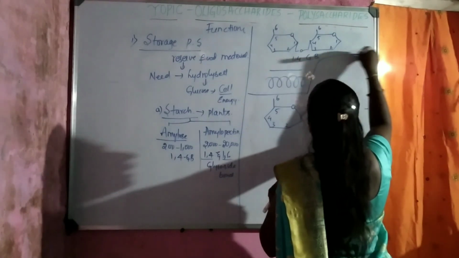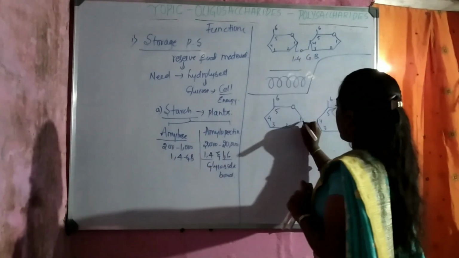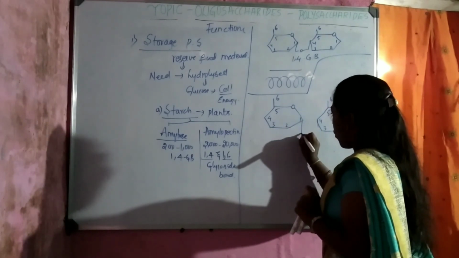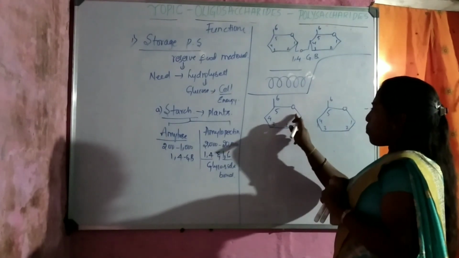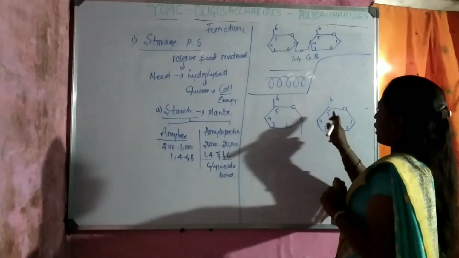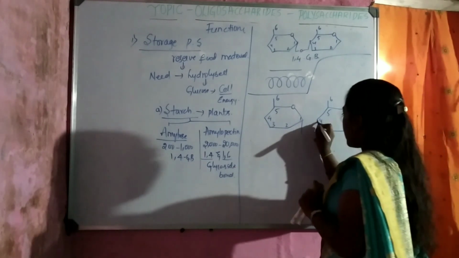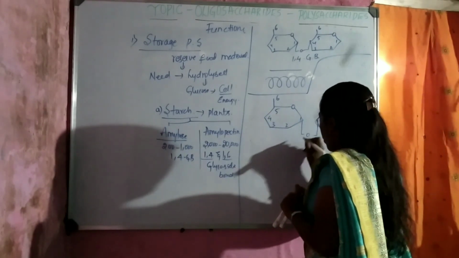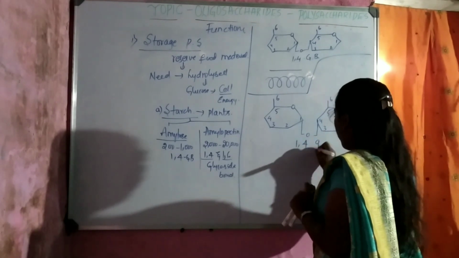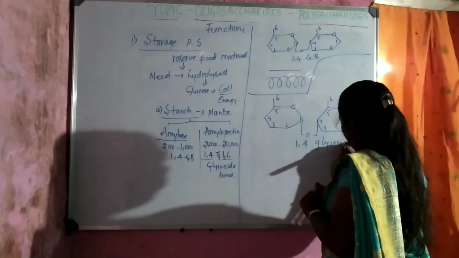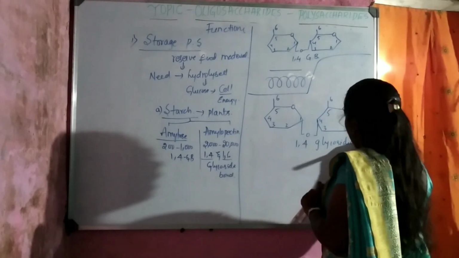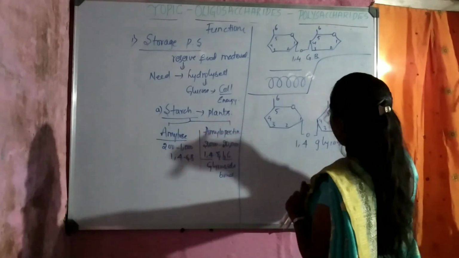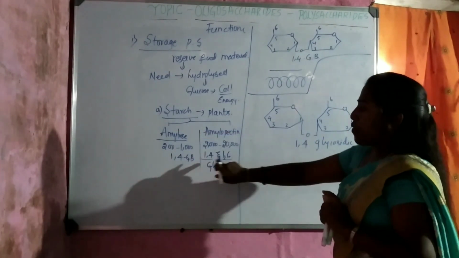Then, in the case of amylopectin, what happens? One glycosidic bond will be found between the first carbon atom of one sugar unit and the 4th carbon atom of another sugar unit. So we call it a 1,4 glycosidic bond. Next, in the case of amylopectin, along with 1,4, what else are we finding?